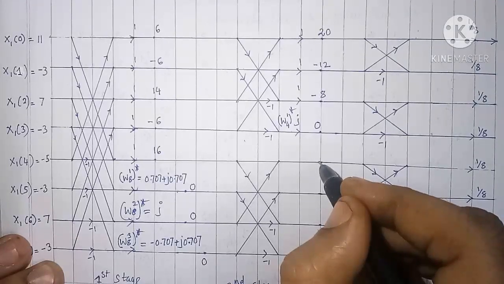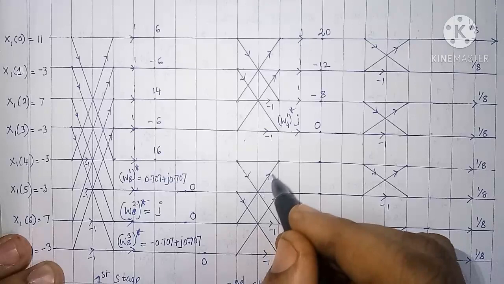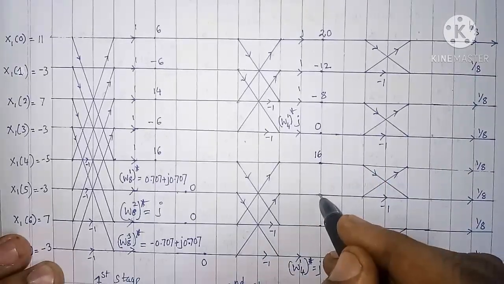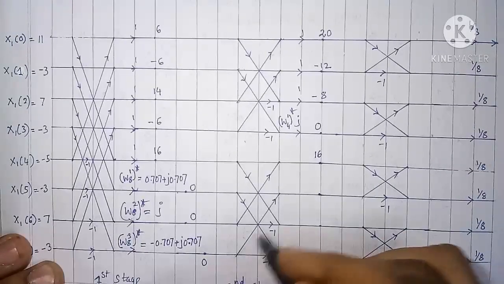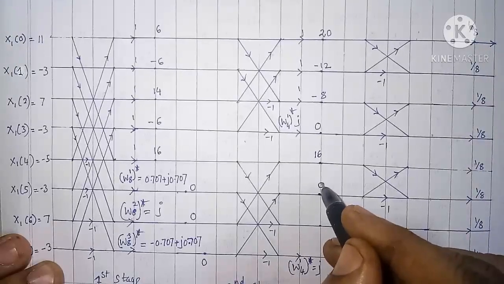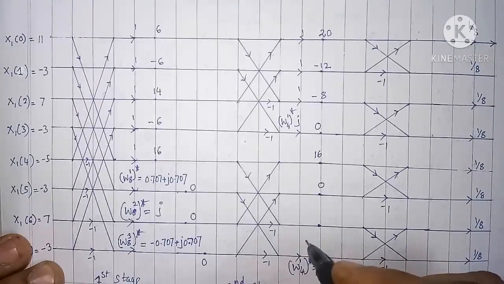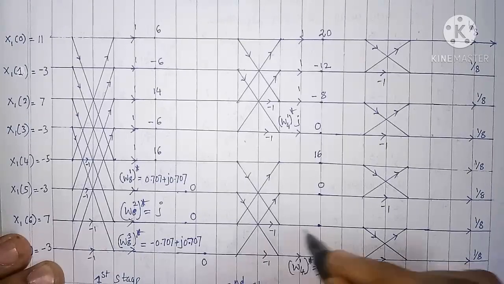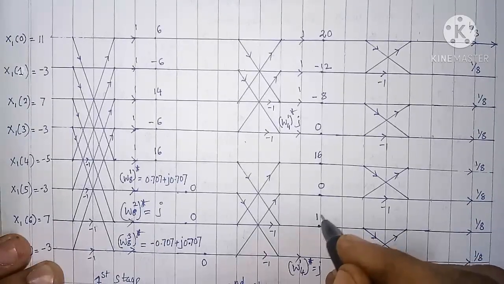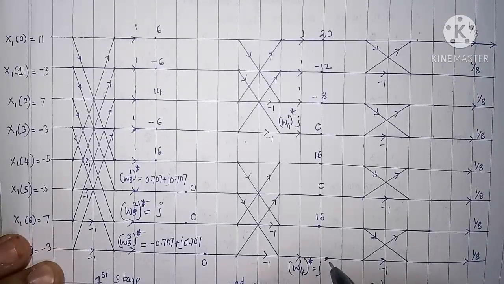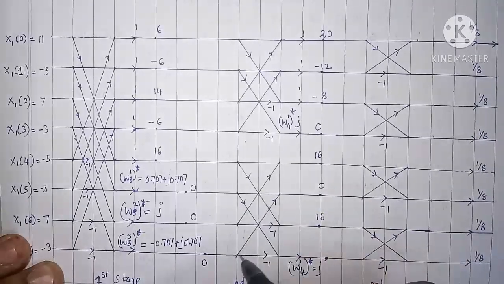Output at this point is 0 plus 16, 16. Output at this point is equal to 0 plus 0, 0. Output here is 16 minus 0, is 16, and output here is equal to 0, 0, 0.